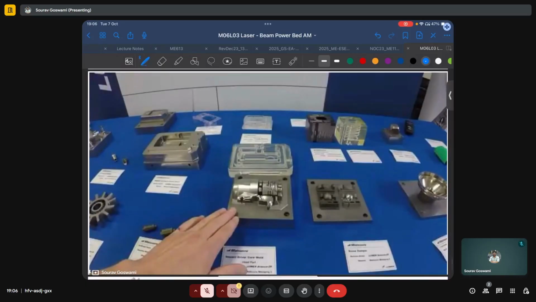And the present slide also has examples of parts built by laser powder bed fusion. And often the parts may have such good surface finish that it sometimes becomes difficult to recognize that they were printed in the as-is condition and not machined with some post processing step.